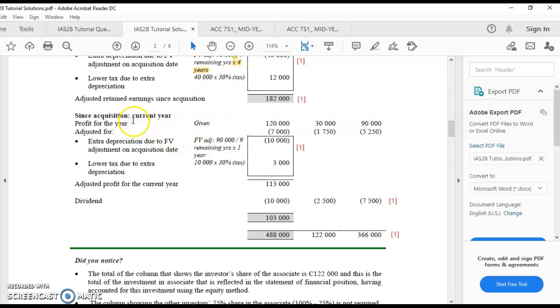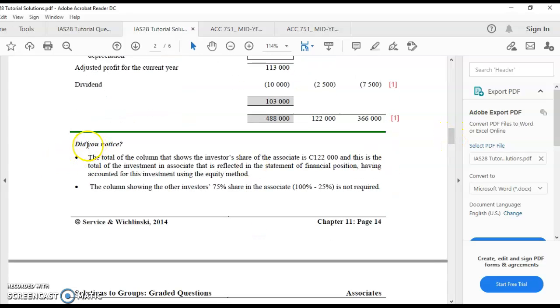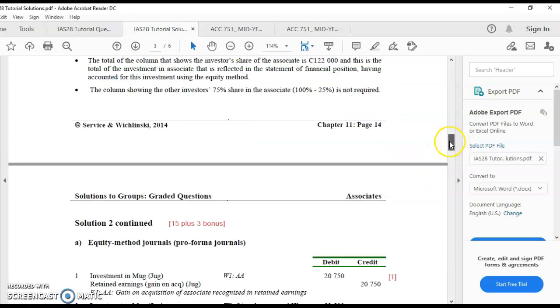Then you go to the current year. In your AOE, current year profit was given to you as 120,000. Our portion, 25%, is 30,000, and then you adjust with a similar principle as above, just that now it's for 1 year. And then the dividend declared was 10,000 and our portion was 2,500. Did you notice? It's important to read for pleasure, but it's also very useful.